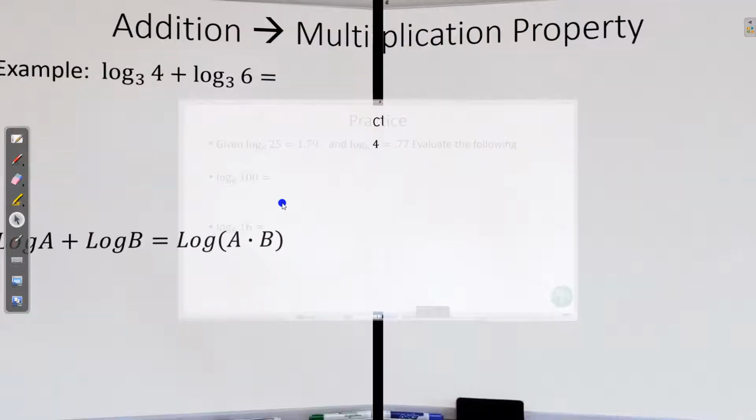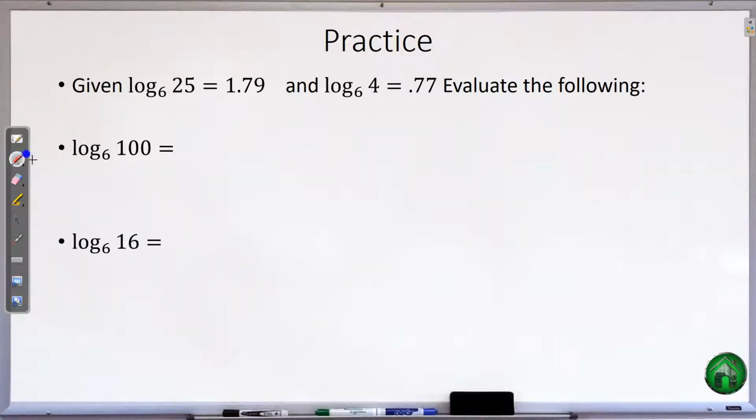Let's take a look at how we can apply that. Here I've got two logs that are given. Log base 6 of 25 is 1.79, and log base 6 of 4 is 0.77. We're going to use those two logs that we know to figure out some logs that we don't know. So for our first one, log base 6 of 100, I'm going to rewrite this. 100 is the same as 25 times 4. I don't know anything about the 100, but I do know a lot about the 25 and the 4.